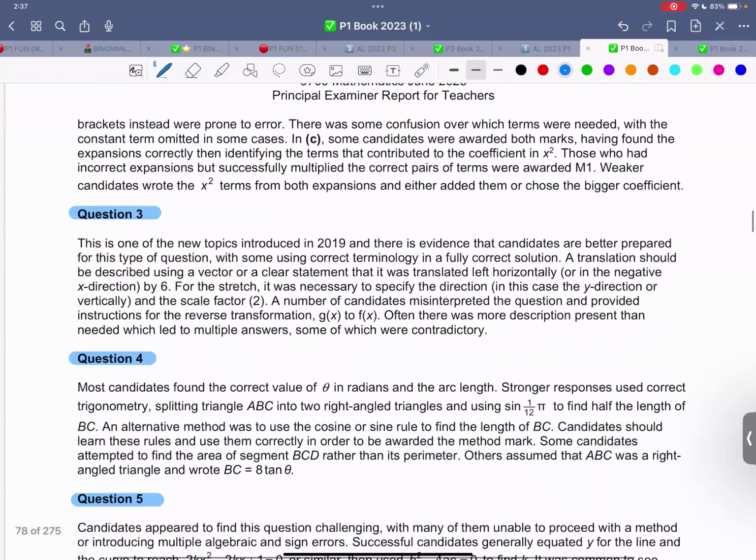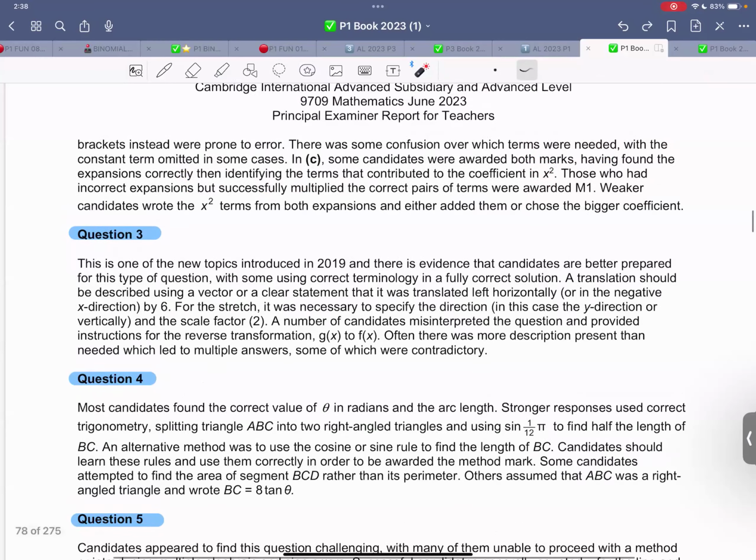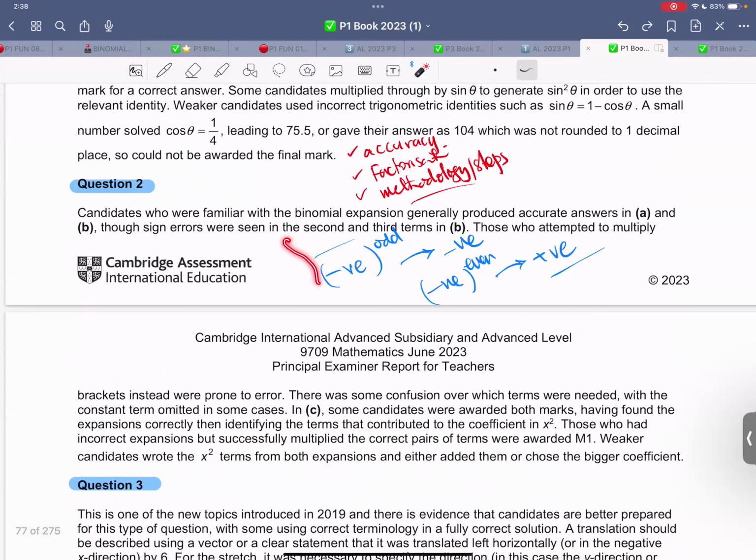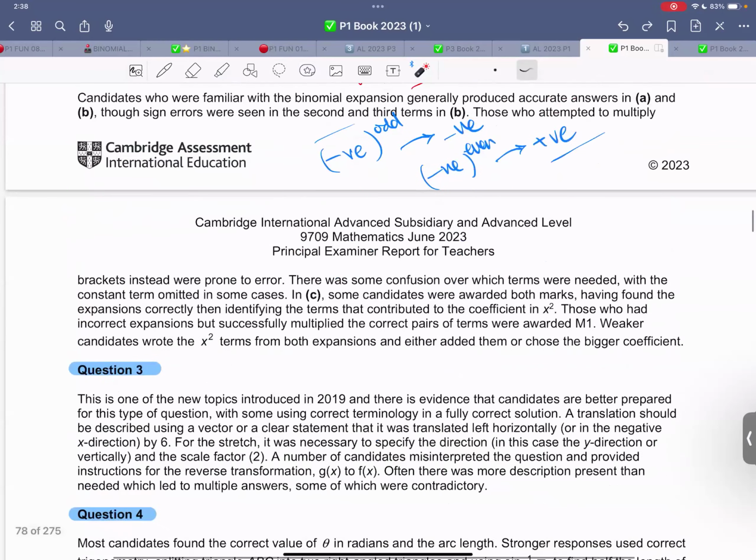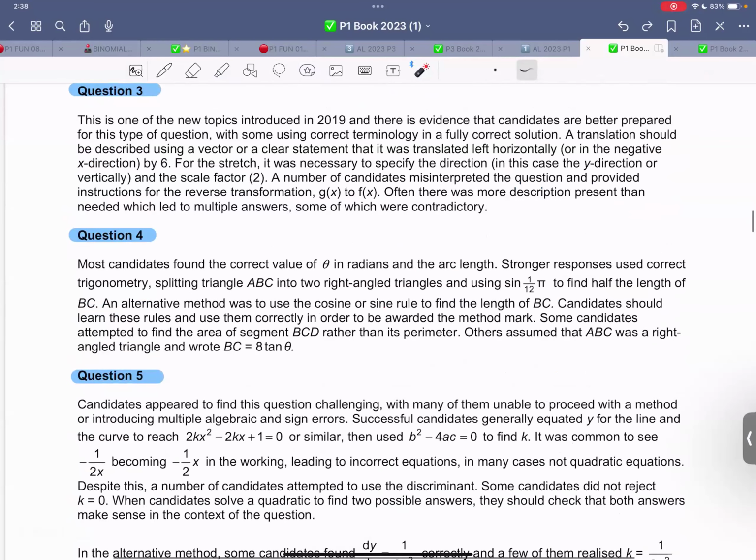Those who attempted to multiply brackets instead were prone to error, some confusion over which terms were needed with the constant term omitted in some cases. Some candidates were awarded both marks, having found the expansions correctly, then identifying the term that contributed to the coefficient in x squared. Those who had incorrect expansions but successfully multiplied. I mean, these are all the different things. In short, just follow whatever the working that I've shown you. As simple as this. Question number 3.